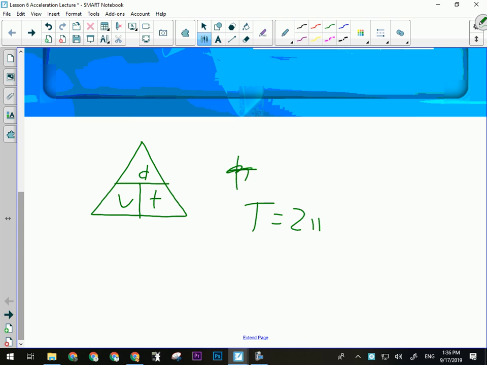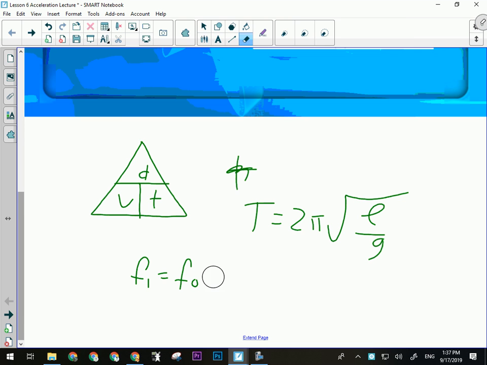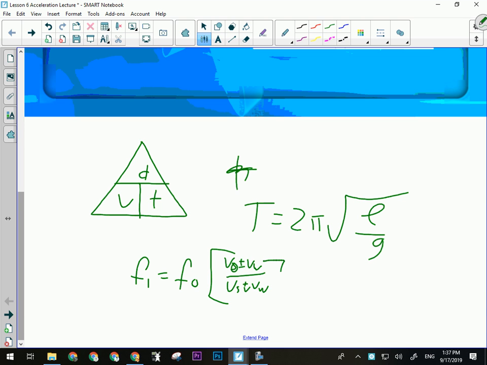T equals 2 pi times the square root of L over G, which you'll be using in Unit 3. Or this one that you'll be using in Unit 4, F1 equals F0 times (speed of the source plus or minus the speed of the observer) over (speed of the source plus or minus the speed of the waves). That one I'm pretty sure there's no triangle for. Stuff like that.